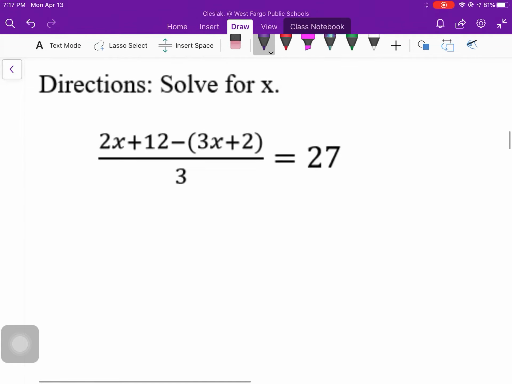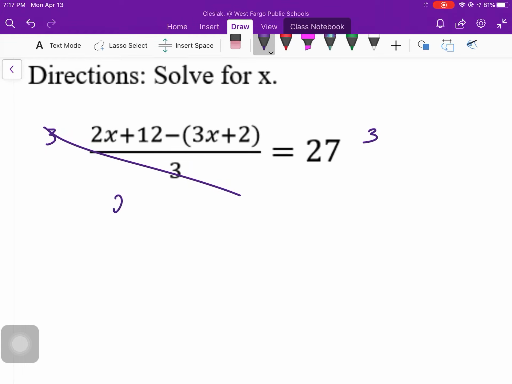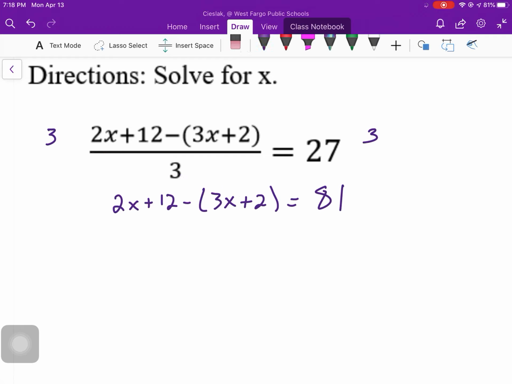Nothing new there. Our next one, we've got all of this stuff. 2x plus 12 minus the quantity of 3x plus 2 all divided by 3. So there's a couple different ways you could start this. The first thing I'm going to do is let's just multiply by 3 and get rid of that over here, which is going to leave me with 2x plus 12 minus, in parentheses, 3x plus 2. 27 times 3 gives me 81. Okay, now you have to be careful. This negative, remember, it's like a negative 1 out there, so I'm going to distribute that negative to both of those. So 2x plus 12, this is going to be minus 3x, and minus 2 is equal to 81.